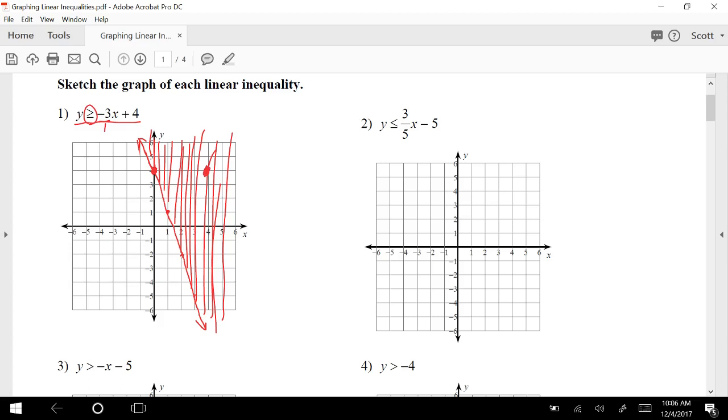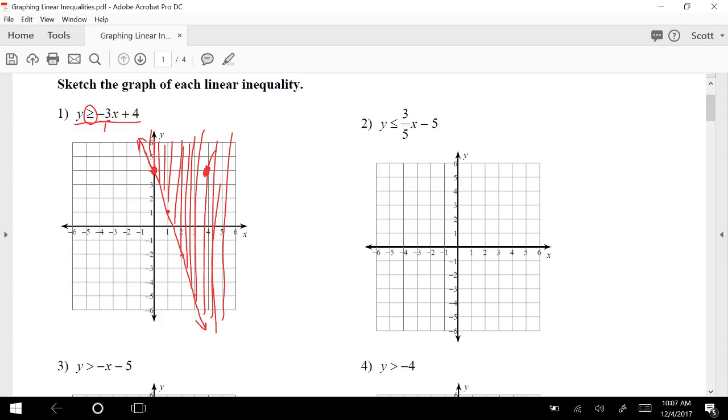Because if you were to plug it in, your y value would be 4, and that would be more than or equal to negative 3 times 4, your x value, plus 4. Simplify that out, and that becomes negative 12 plus 4, that becomes negative 8, which is less than 4. So anything in that range would be the answer. Number 2 is done the same way.